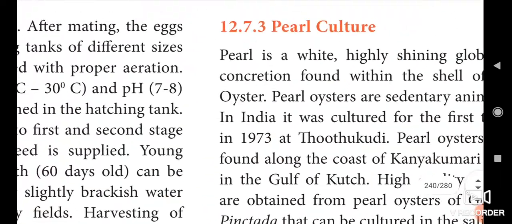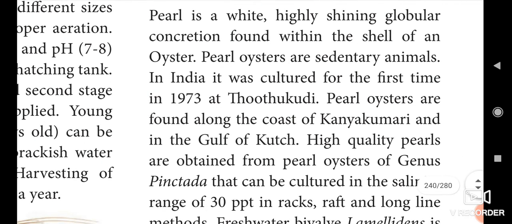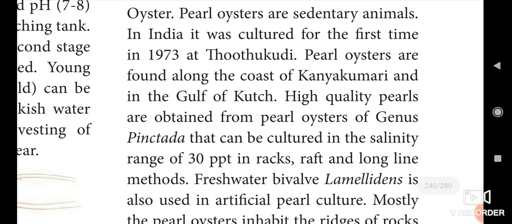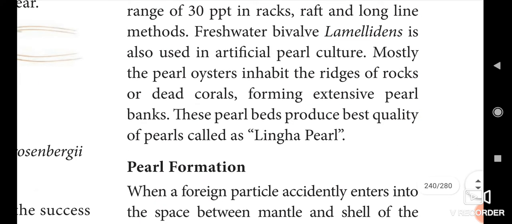Okay, then next we see about pearl culture. Here a pearl is a white, highly shining, globular concretion. It is found within the shell of an oyster. The pearl oysters are sedentary animals. It was first cultured at Thoothukudi. The major high quality pearls are obtained from the genus Pinctada, the Pinctada oyster.